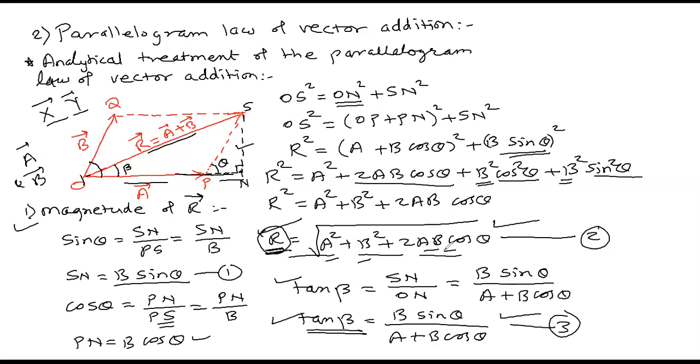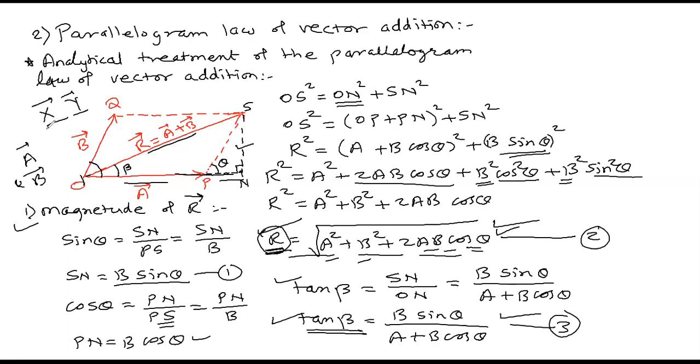So in words, how will you remember this formula? The magnitude of the resultant vector is equal to the square root of the square of the magnitude of the first vector plus the square of the magnitude of the second vector plus 2 times the product of the magnitudes of both the vectors and the cosine of the angle between them. So this is how you will remember the formula here. Similarly, for tan beta also you can remember. My only intention is that whenever you are using different vectors, you should be able to write this formula in that particular form only.